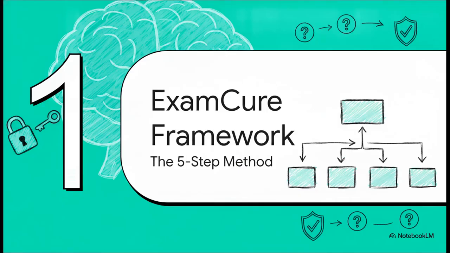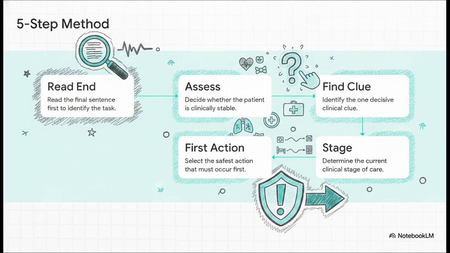Which brings us to Section 1, the framework, specifically the ExamCure 5-step method. Let's walk through these 5 steps, because I promise you, having an algorithmic approach like this is your absolute best shield against those incredibly well-crafted distractor options. Step 1, read the final sentence first. Figure out exactly what they're asking. Is it the initial investigation or the definitive treatment?